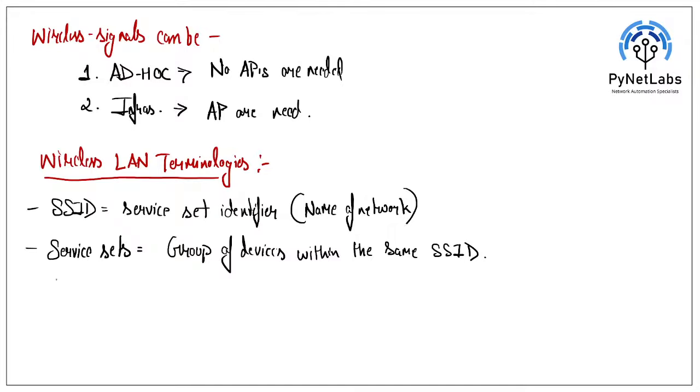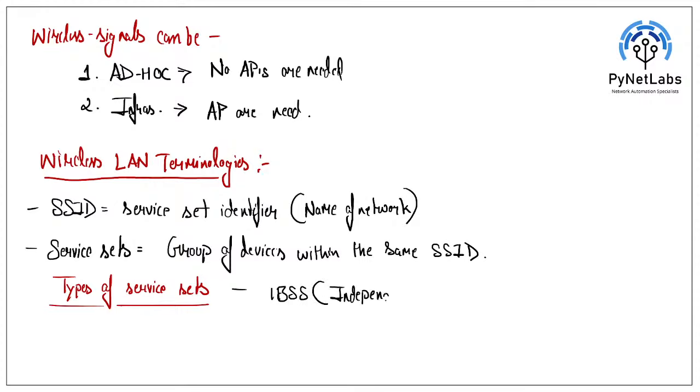And there are some types of service set as well if we are going to talk in more detail. So let's say we have types of service sets. Basically guys, we have three types of service set. The first one is IBSS. IBSS means Independent Basic Service Set. So let me write Independent Basic Service Set. The next is the Basic Service Set, which is BSS.